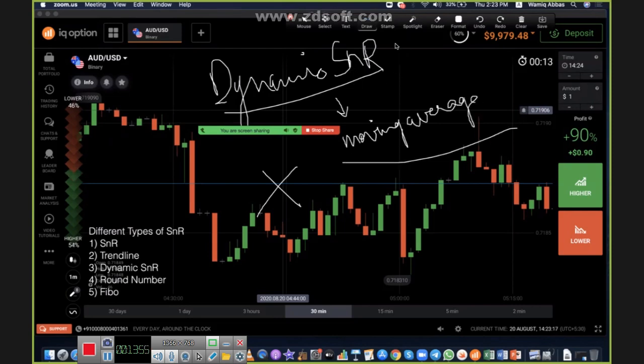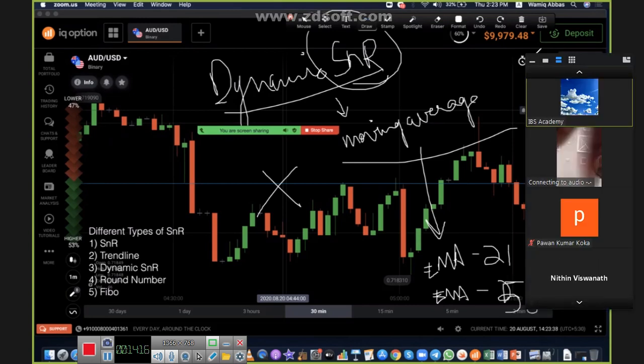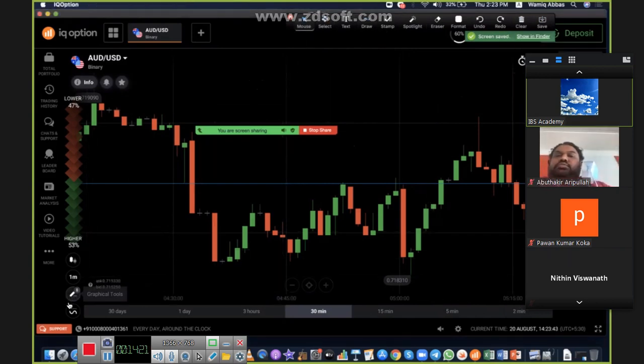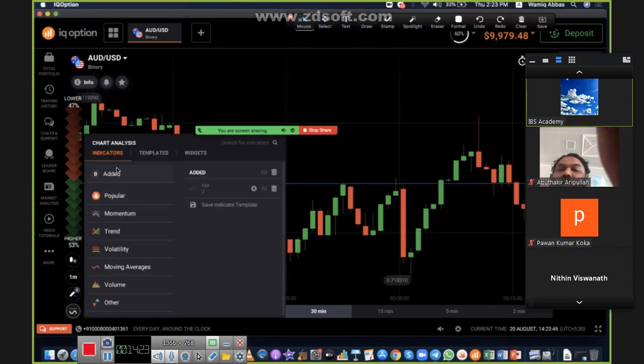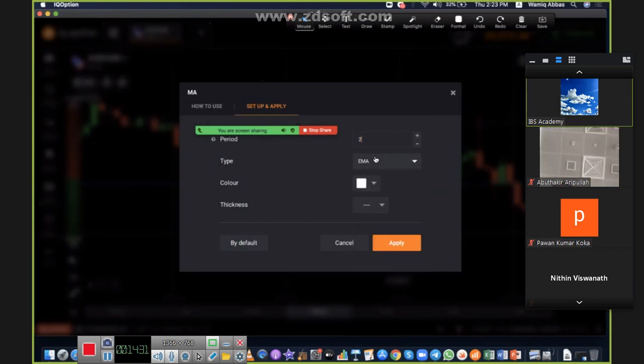And SNR is nothing but a concept of price action: support and resistance. For that we'll be using moving averages, and I suggest you use an EMA of 21 period and an EMA of 50 period. You can use these two moving averages to help you in trading. I'll first install them over here and then come back. Go to the indicator section and search for EMA, moving average, and select EMA. I'll explain the working of that also.